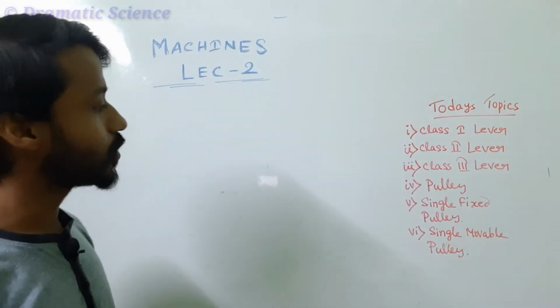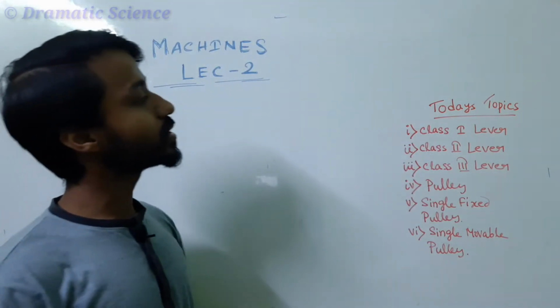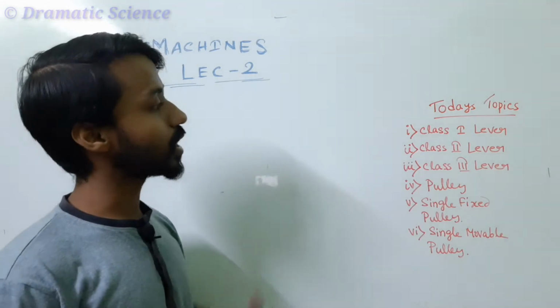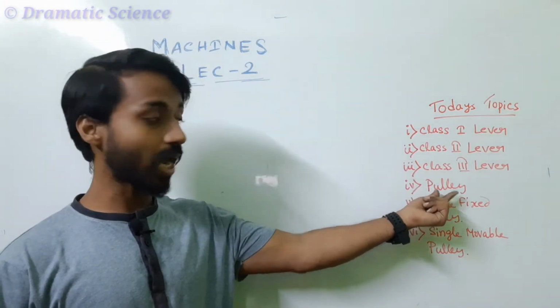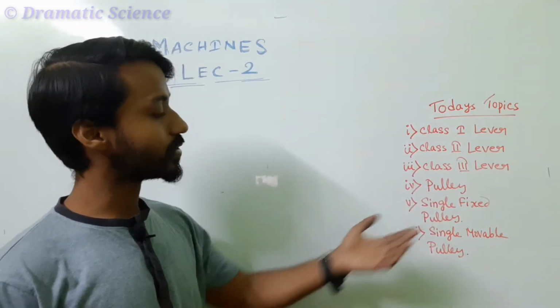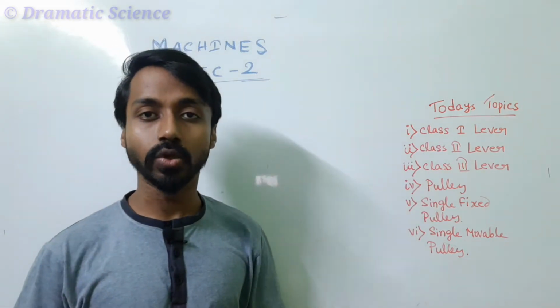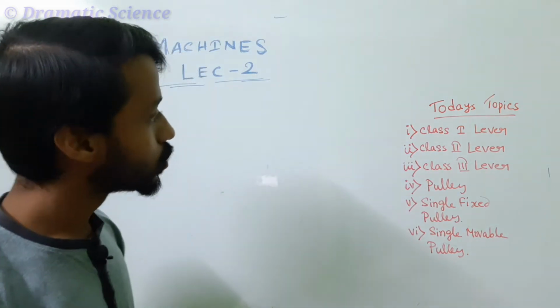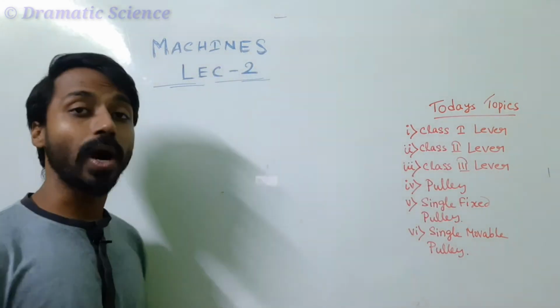As you can see, we have 6 topics in today's session. Number 1 is class 1 lever, number 2 class 2, number 3 class 3 lever, then pulley system, definition and idea. Next, single fixed pulley and single movable pulley. So these 6 will be our today's session, right? Let us start with our first topic, that is class 1 lever.